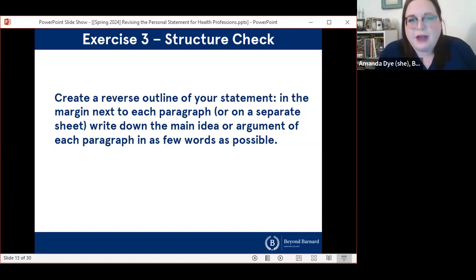So the third exercise that I encourage folks to try out is creating a reverse outline of your statement. So taking the text of your statement and, in the margin next to the paragraph or in a separate document, writing down the main idea or argument of each paragraph in as few words as you possibly can, right? So distilling the essence of each paragraph down into the smallest number of words that you possibly can.